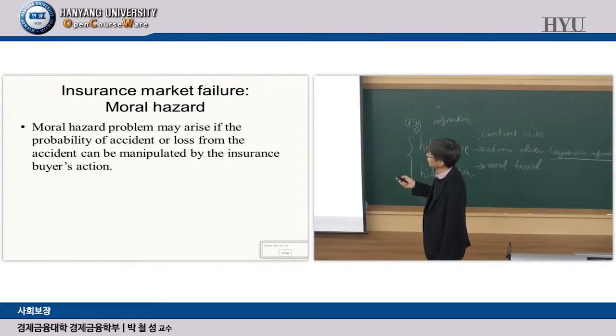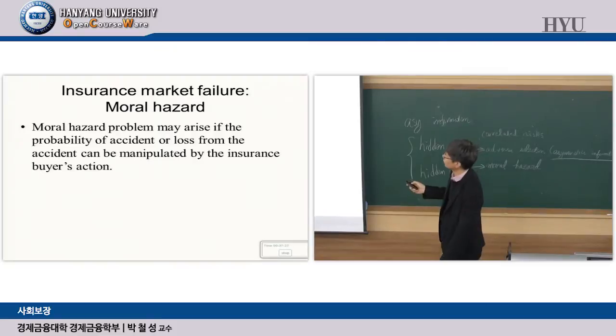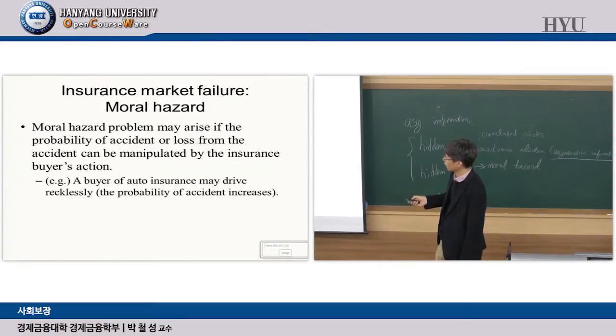Okay, now last thing is moral hazard. We want to talk about this hidden action. So it's a moral hazard problem. Obviously, if the probability of accident or loss is affected by behavior, it's basically the same. So a buyer of auto insurance may drive recklessly.